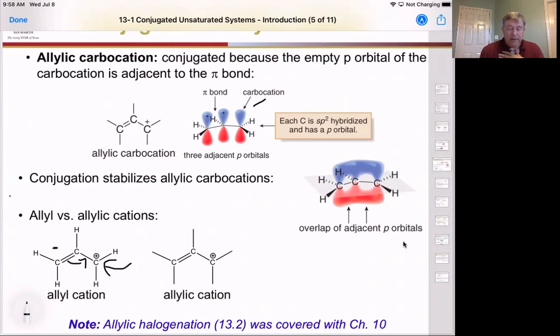So if we have only hydrogen in the system, it's called the allyl cation. And if we have substitutions, we call that the allylic cation. Okay. And again, it's stabilizing those, it's having those 2 electrons spread across all 3 orbitals, stabilizing that lack of 1 electron, that positive charge.